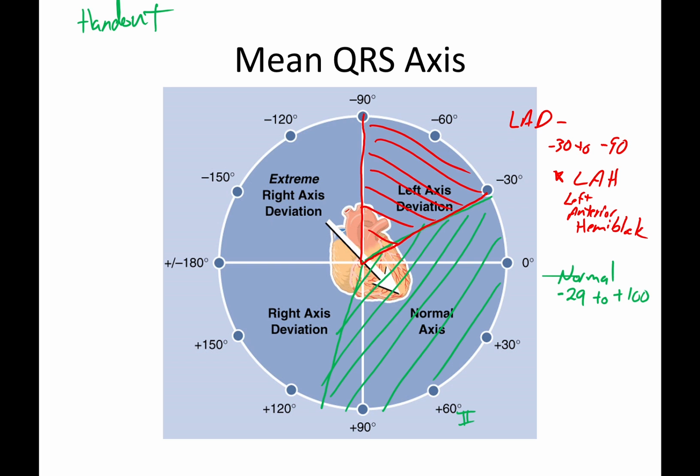We will dig into this further later, but I just want to point out that anytime we have a left axis deviation that is between negative 30 and negative 90, we really need to start considering a left anterior hemiblock.